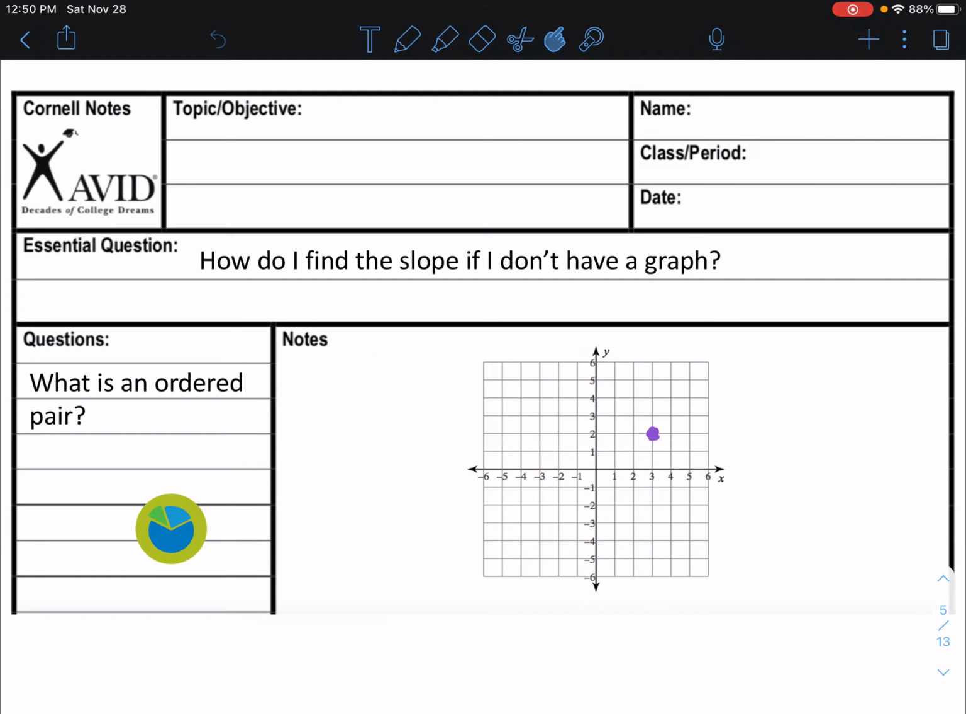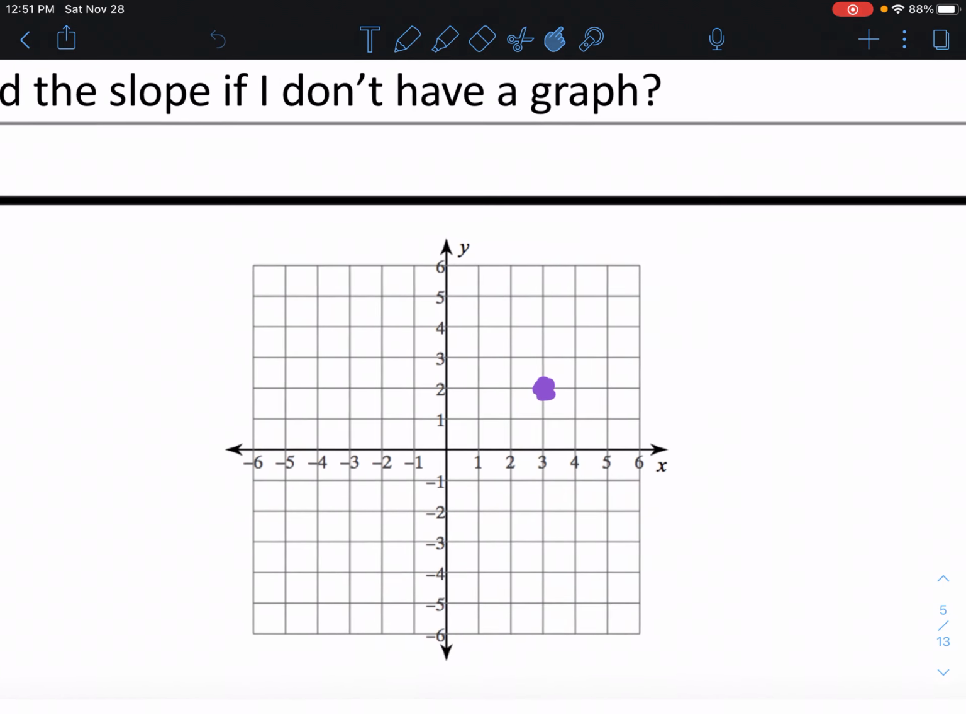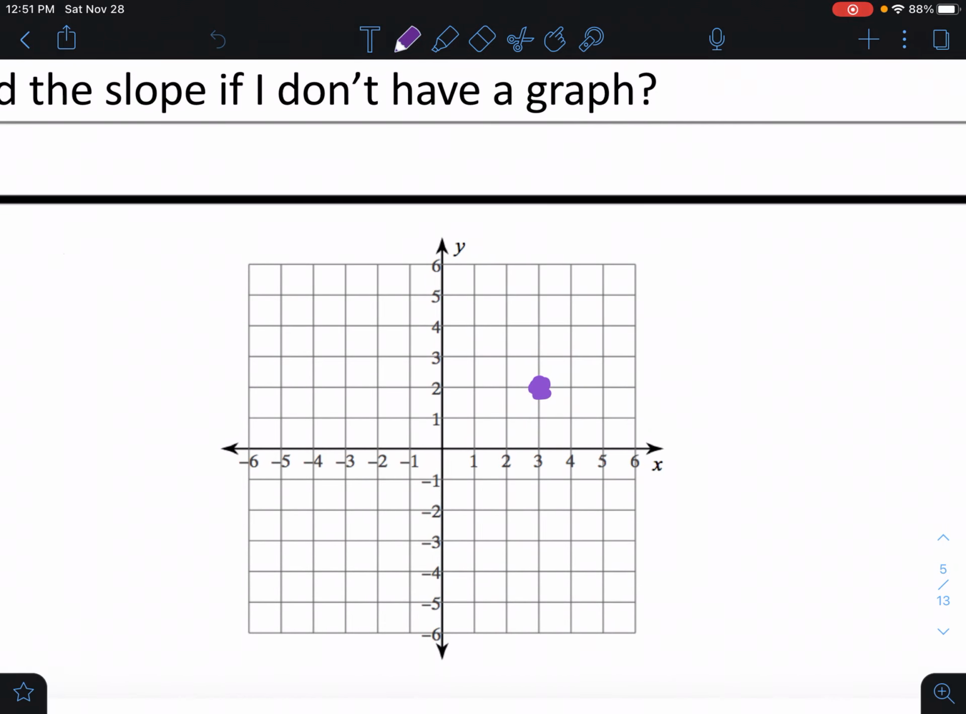All right, so how do I find the slope if I don't have a graph? So before we do that, I want to talk about a couple of different things. First of all, what is an ordered pair again? So if we look at this graph right here, remember an ordered pair is just a couple of coordinates, x first and then y. So in this particular case, this purple dot right here is 2, 3. That just represents a point on the graph.